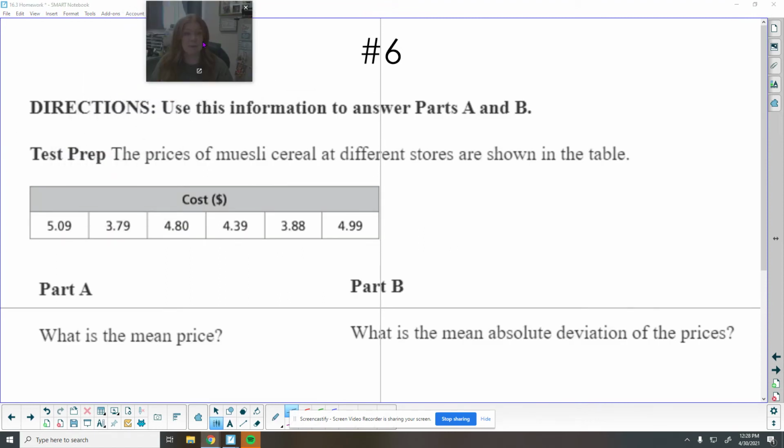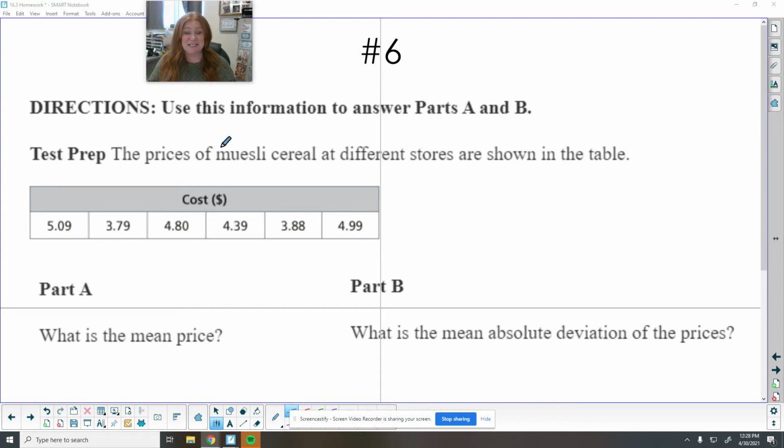Number 6 wants us to answer A and B. Oh, the prices of muesli cereal. I don't know what that is. If you do, let me know. Send me an email. I don't know what that is.